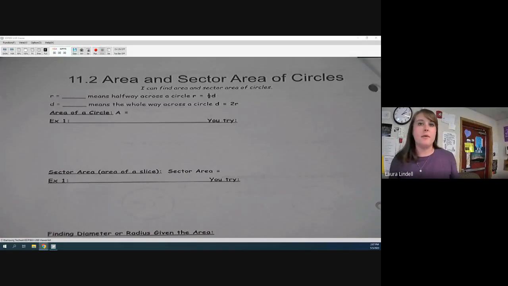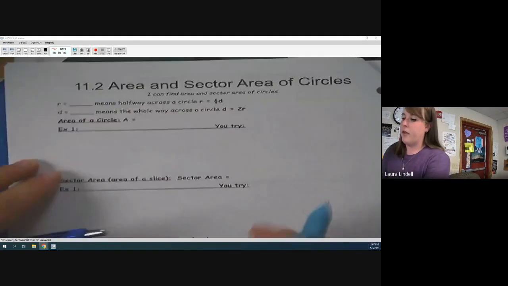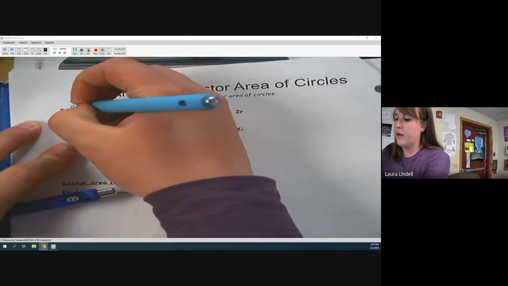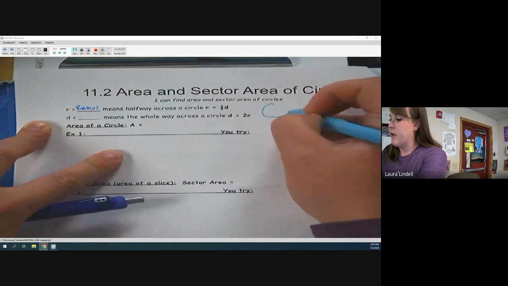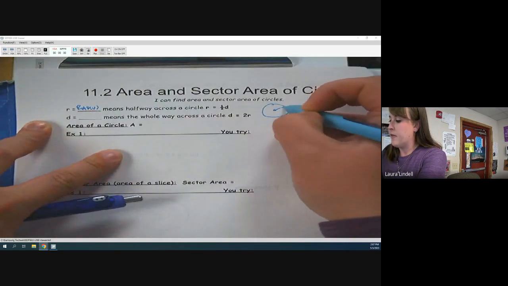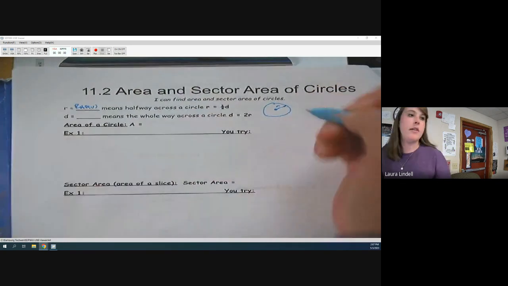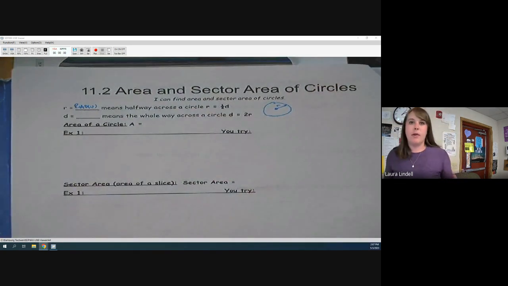All right, guys. Today we're talking about area and sector area of circles. It's 11.2. Just to refresh real quick on a couple of circle terms. First off, the R usually stands for the radius on a circle, and it means the distance from the center to the edge of the circle or halfway across the circle. So that's one important thing to know.